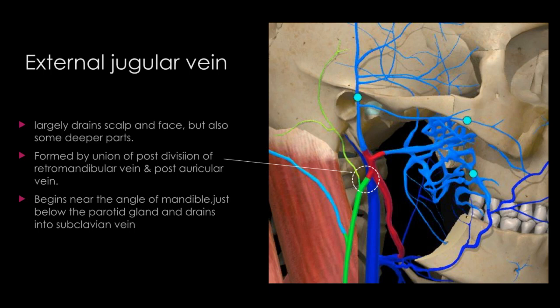So here again the mandible is cut, the ramus of the mandible is cut. This is forming behind the angle of the mandible, just below the parotid gland. So the parotid gland you can also see in this region like this. The external jugular vein, as it goes down, drains into the subclavian vein.